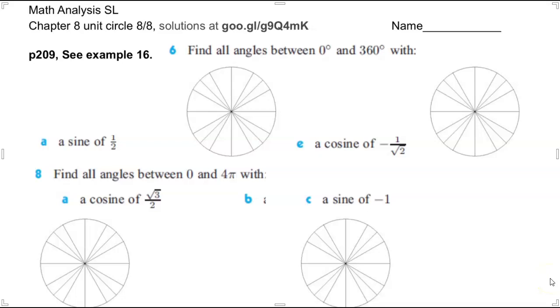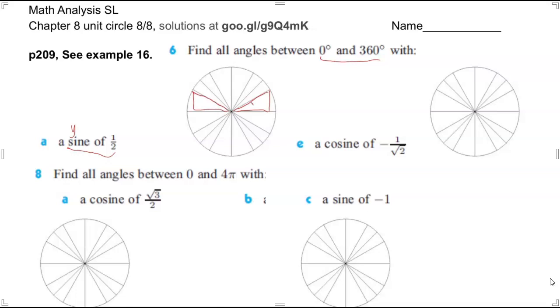Okay, page 8 of unit circle. Find all angles between 0 and 360 degrees with a sine of 1/2. So remember, sine is the y-coordinate. So the y-coordinate of 1/2, that would be like the wide triangle, right? It could be this triangle or it could be this triangle, either one.